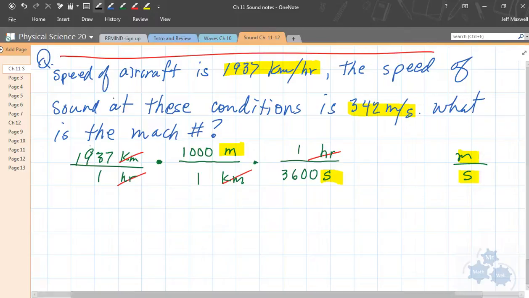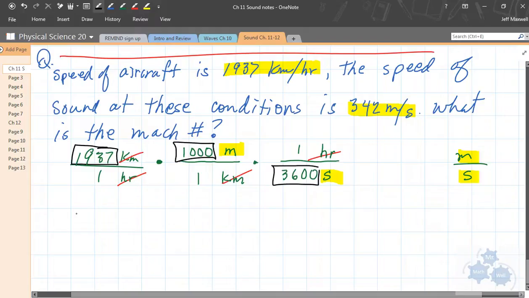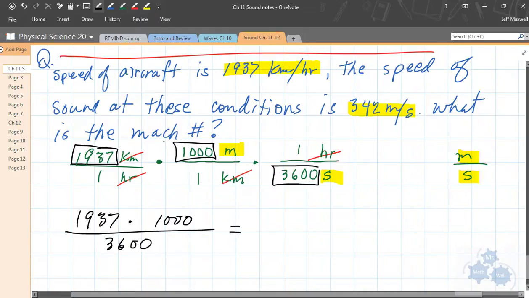So what you do is you go 1,937 times 1,000 divided by 3,600. And that's going to give you your value in meters per second. So just go ahead and take a second to figure that out. So 538.05, that's in meters per second.